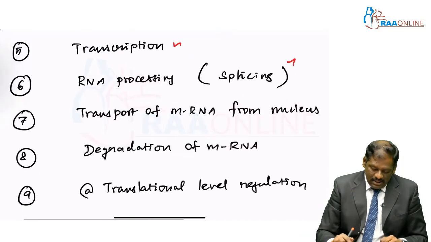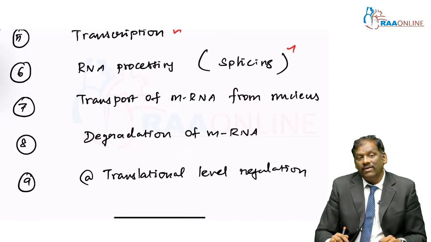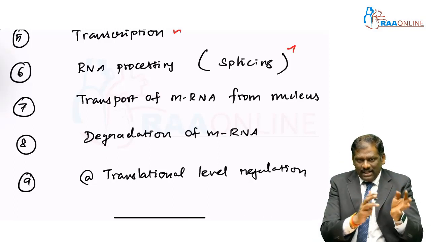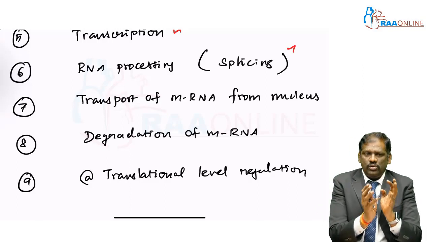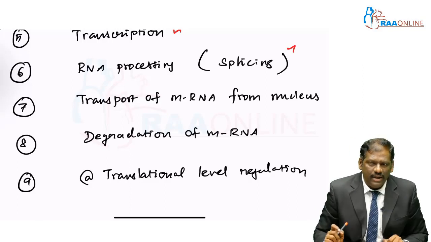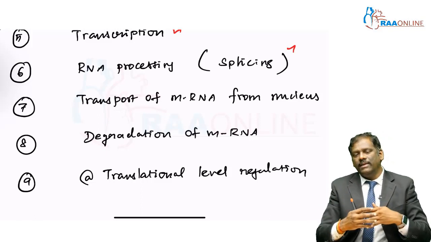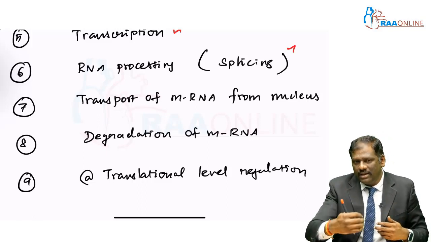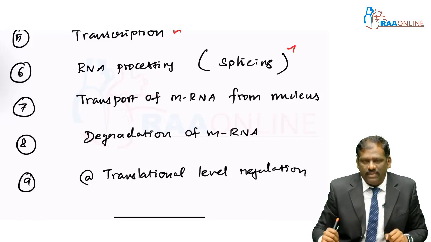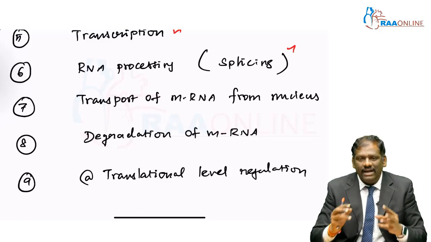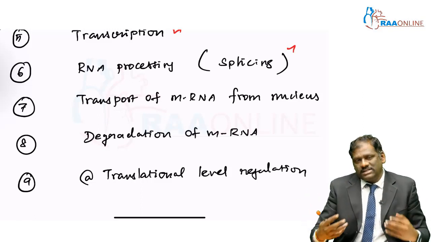It could be regulated even at the level of transport of mRNA from the nucleus to the cytoplasm. It has to enter the cytoplasm where it can be translated to form protein. So this area can again be regulated. By regulating this step you can effectively inhibit the movement of the mRNA from the nucleus into the cytoplasm. The next one is the degradation of mRNA, the availability of mRNA for translation to occur.